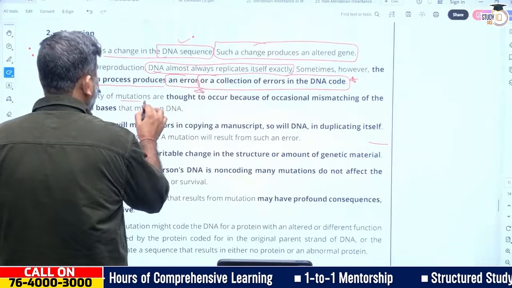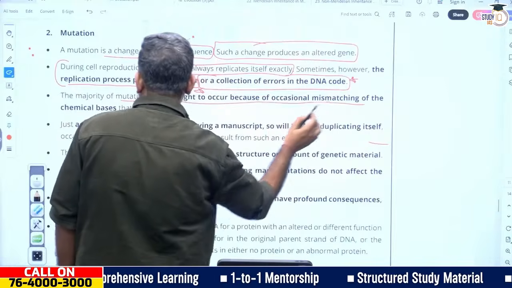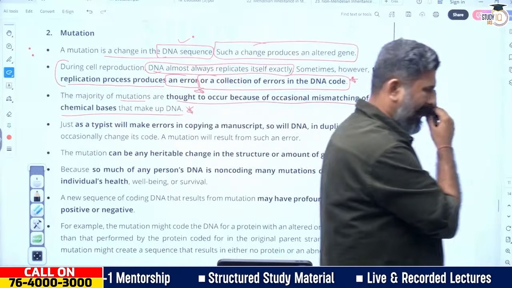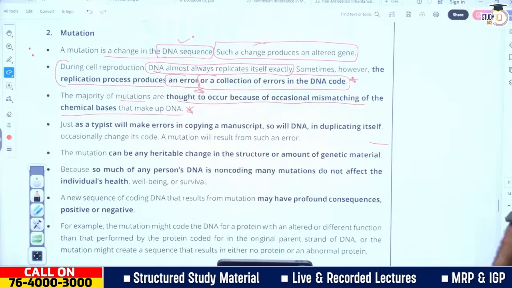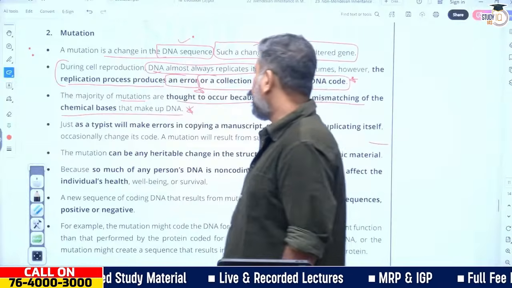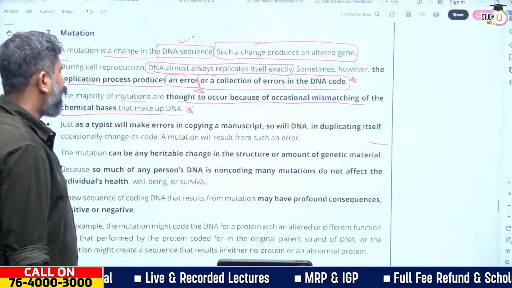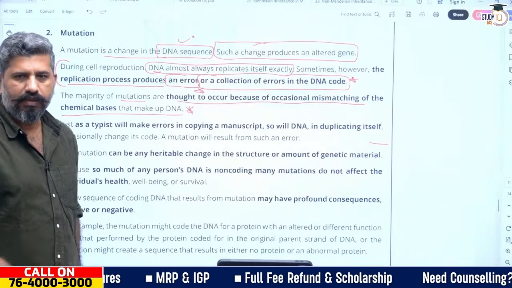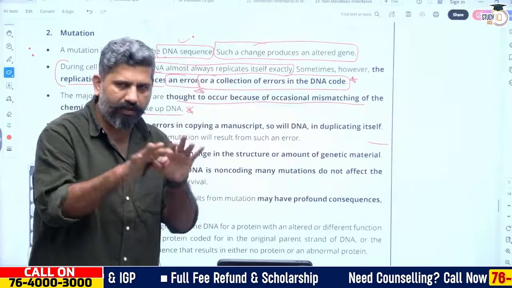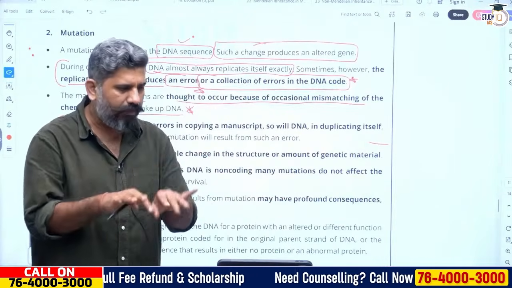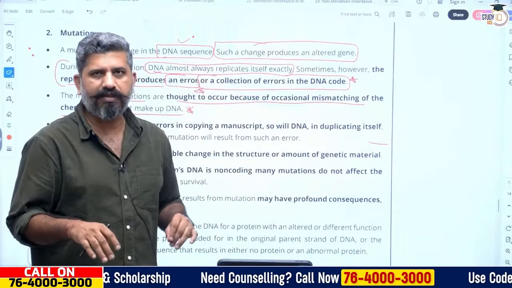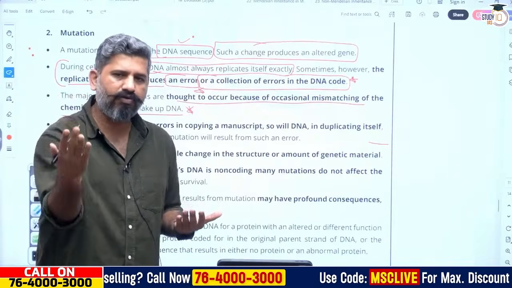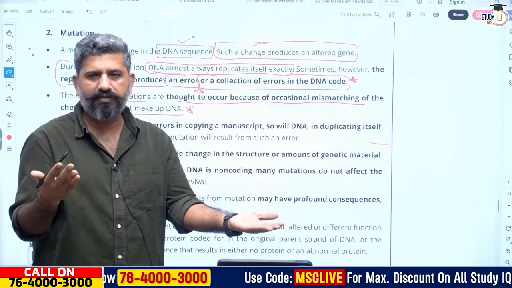The majority of mutations are thought to occur because of occasional mismatching of the chemical bases that make up the DNA. Similar to the way in which a typist can make an error. You gave him a written document and told him, please type it down in the Word document. While typing, he has missed some letters, skipped some words, and that's an error. The copy he has produced is not the exact copy of the written text. This is an error.